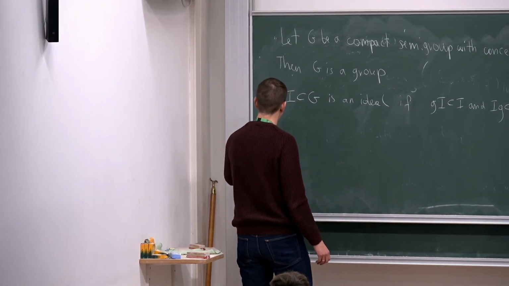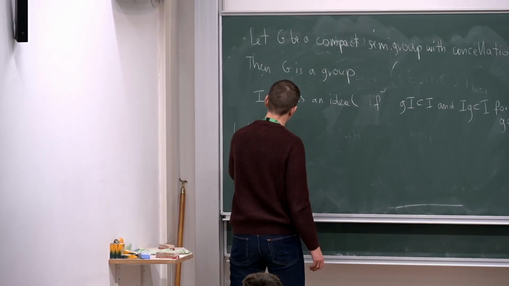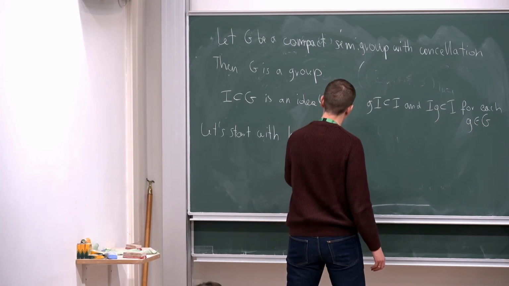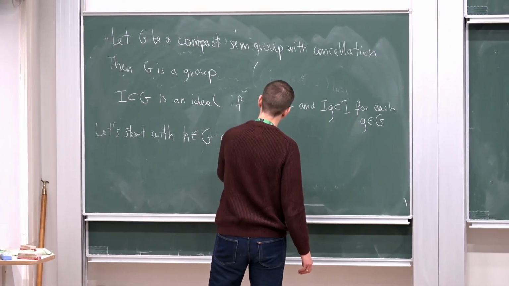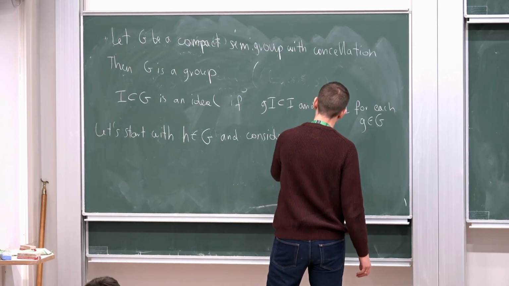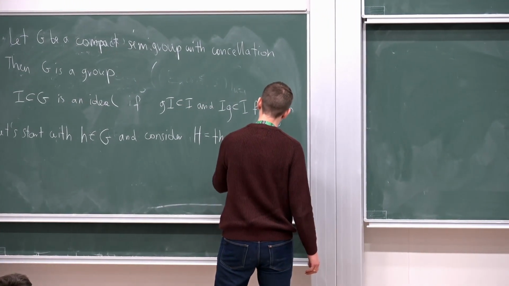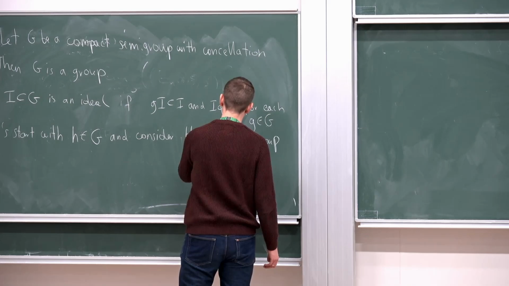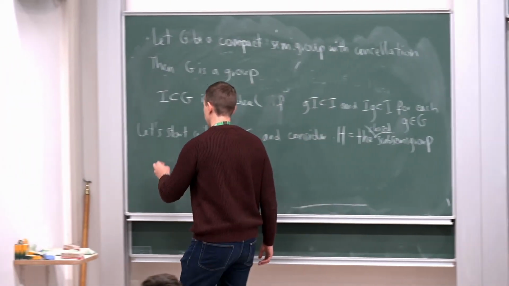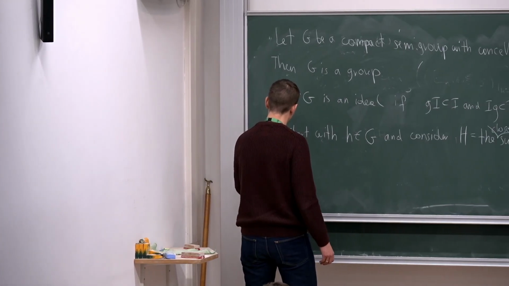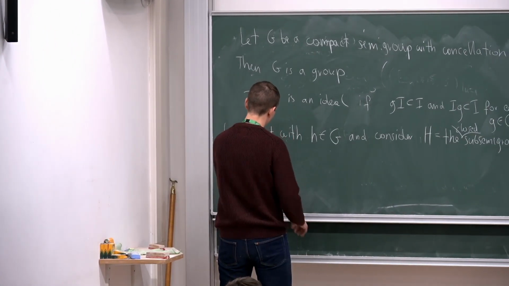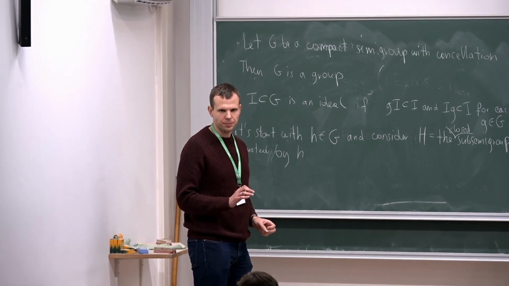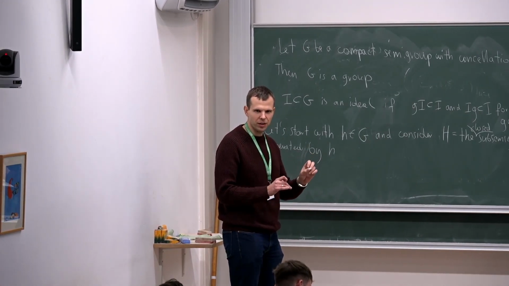So now let's start with an element H in G, and consider the sub-semigroup generated by H. Probably the closed sub-semigroup generated by this element H. Okay, so we have a compact abelian semigroup, and we want to use it somehow, so we'll find the unit inside.